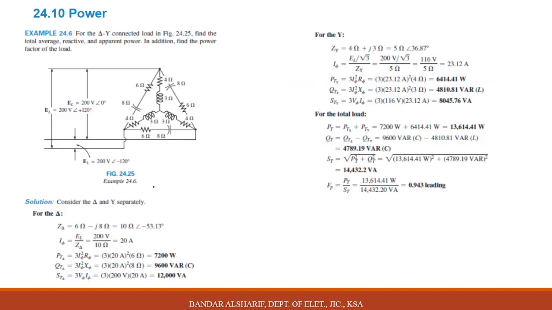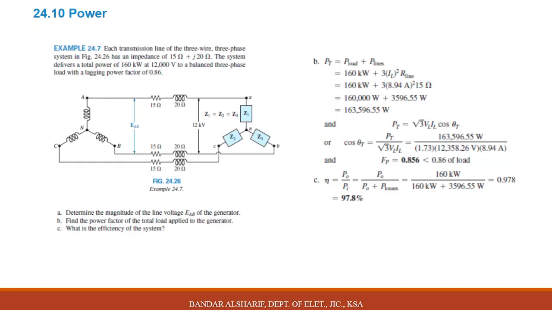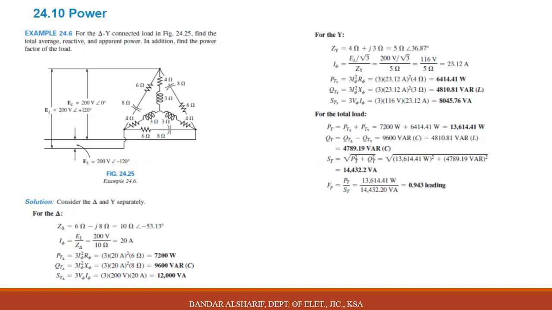We have here two more examples, and we end with this chapter. Please concentrate on this example. For the delta Y connected load in figure 24.25, find the total average, reactive and apparent power. In addition, find the power factor for the load.